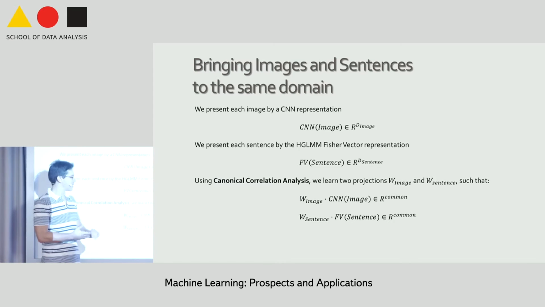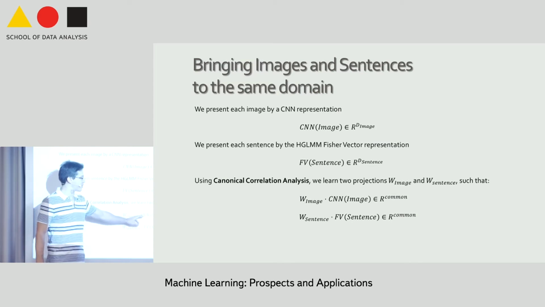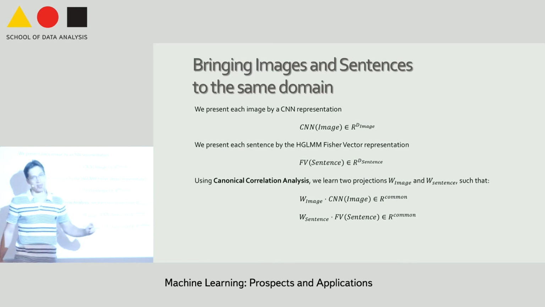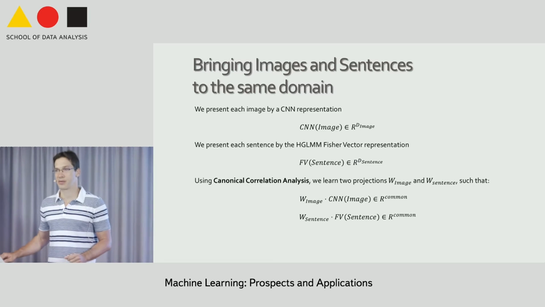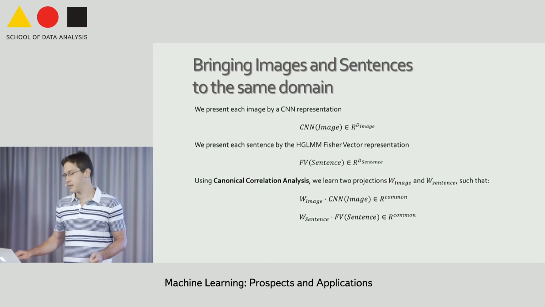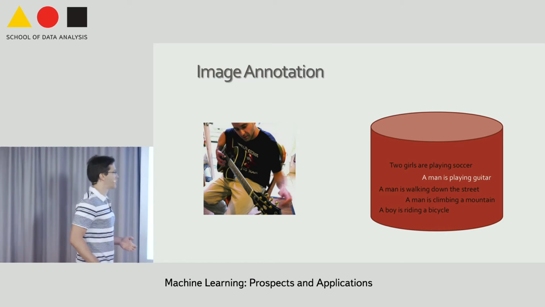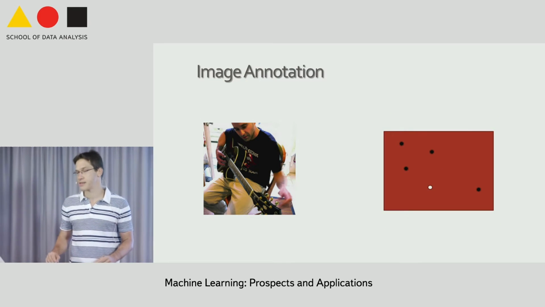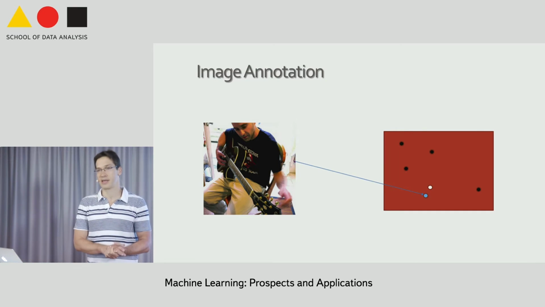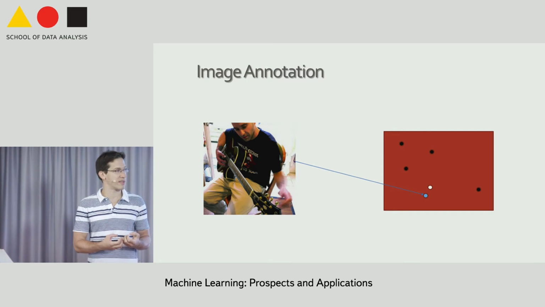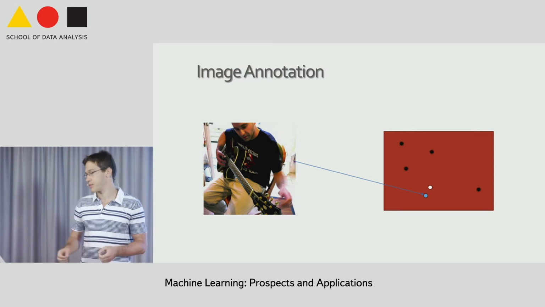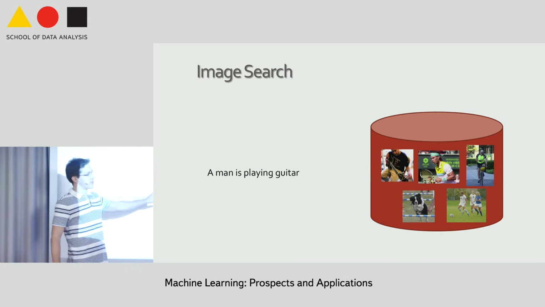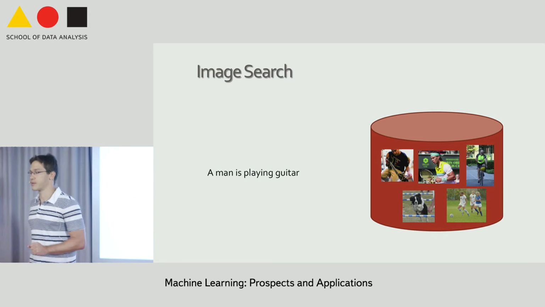What the CCA algorithm does is compute a projection matrix from the space of images and from the space of sentences to a shared vector space. So now that we have a shared vector space, we can combine the images and the text together. To perform image annotation, what we need to do is to take the image, take the sentences, project all the sentences to the shared space, project the image to the shared space, and just look for the sentence which is closest in this shared space to the image. If you want to perform image search, it's basically the same. We project the sentence, we project the images all to the same space, and we get our solution.